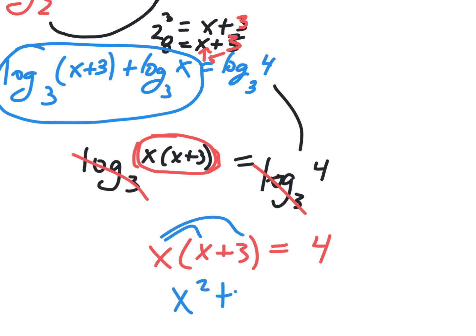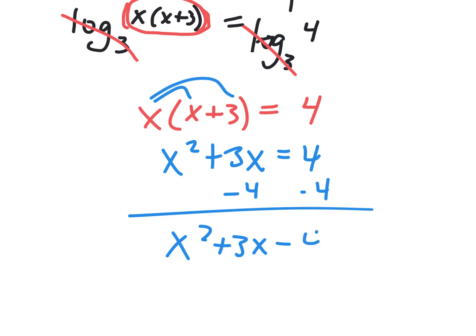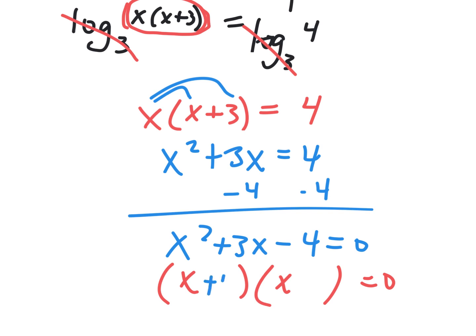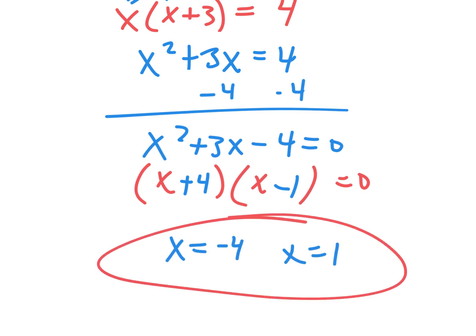X squared plus 3x equals 4, and then what? Subtract 4 to the other side and you solve that. X squared plus 3x minus 4 equals 0, and then I factor it, and then I got x, and I got x, and then I got plus 4 and minus 1, I'm pretty sure. Yep. And then x equals negative 4 and x equals 1, and you happily go on to the next problem and you get it wrong.